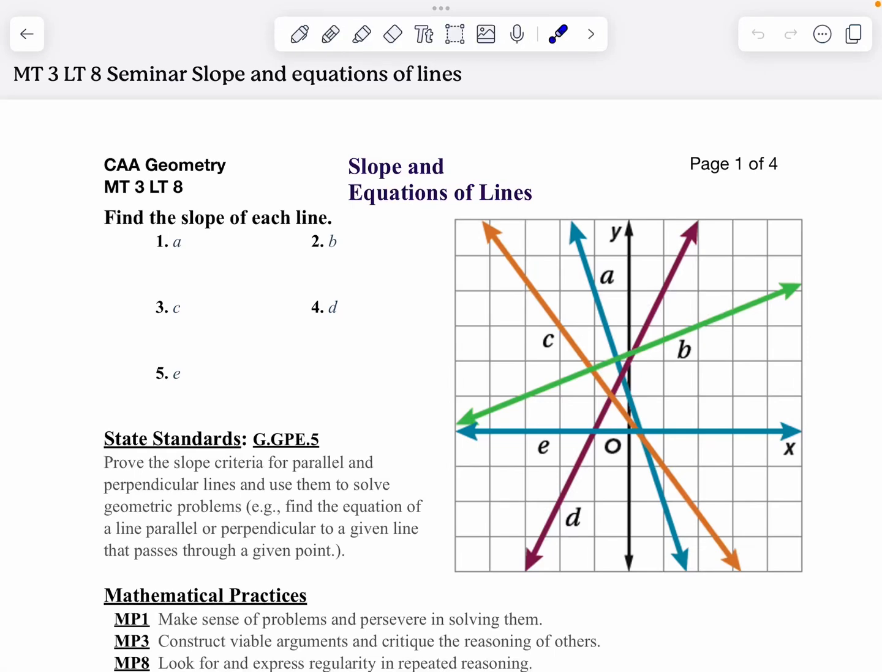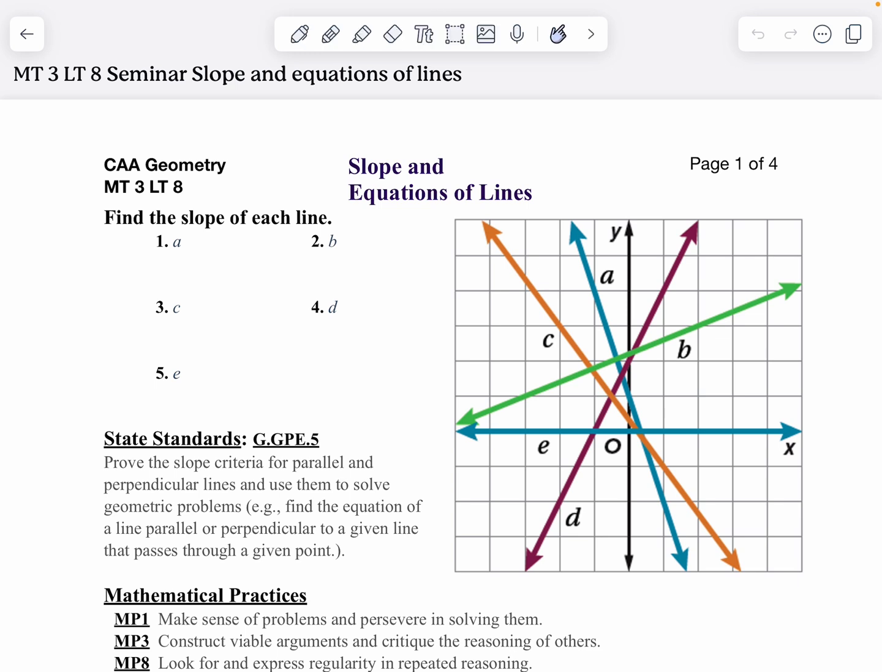Hello, let's take a look at your MT3 LT8 seminar. You do questions 1 through 5. I'm not going to go over those on the video. And if we look at our state standards, we're going to look at slope for parallel and perpendicular lines.